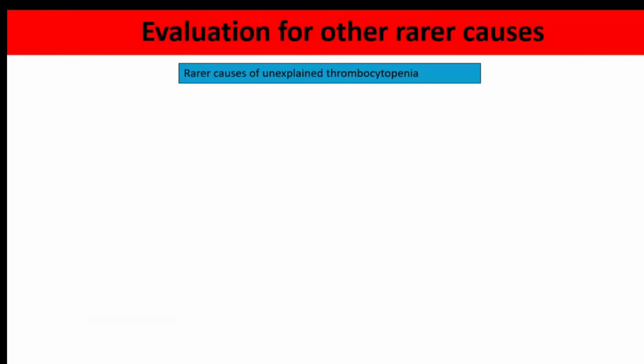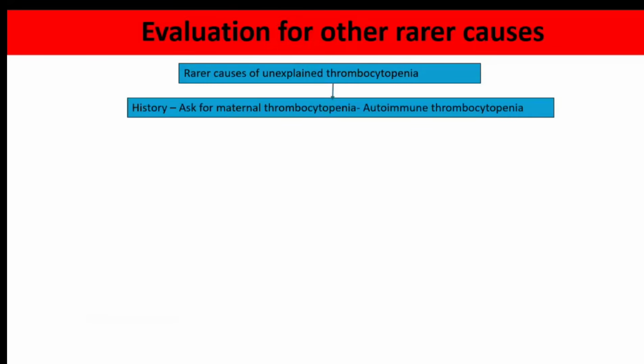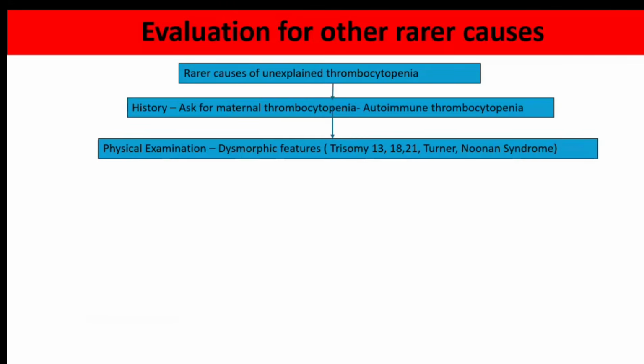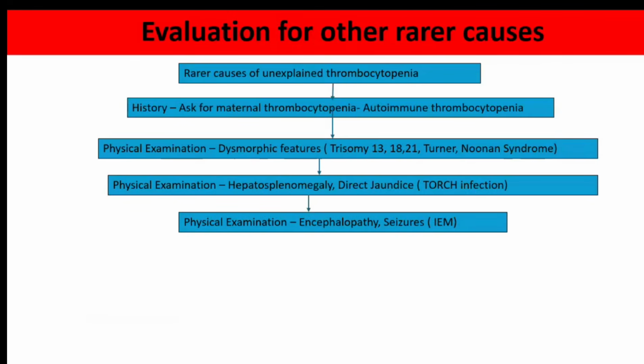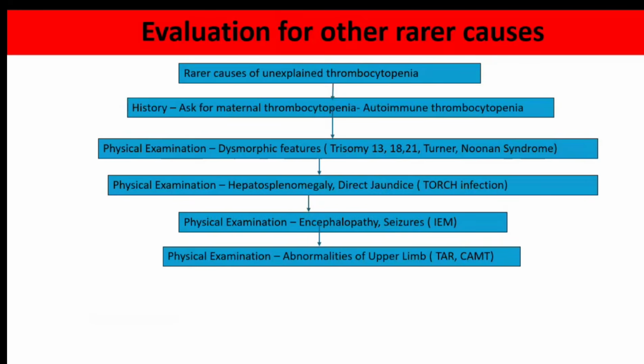Now, for these other causes which I have been speaking of, first and foremost, you should have a detailed history. You should ask for maternal thrombocytopenia to rule out autoimmune causes. So if the mother also has thrombocytopenia and the baby has thrombocytopenia, then it is autoimmune thrombocytopenia. Second is to go for physical examination to look for dysmorphic features which may be associated with certain trisomies. Then physical examination again to look for hepatosplenomegaly or direct jaundice which may be associated with TORCH infections. Again, in physical examination, if the child is having encephalopathy and seizures, it may be an inborn error of metabolism.